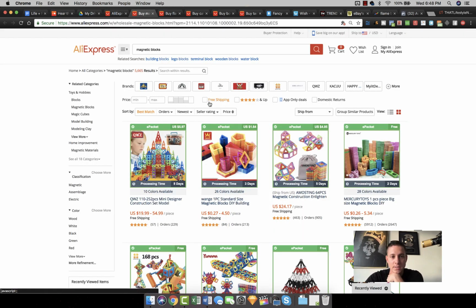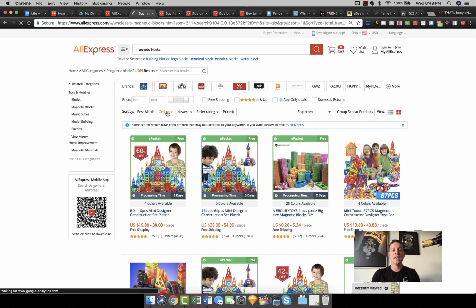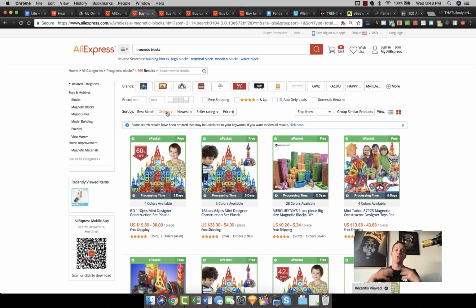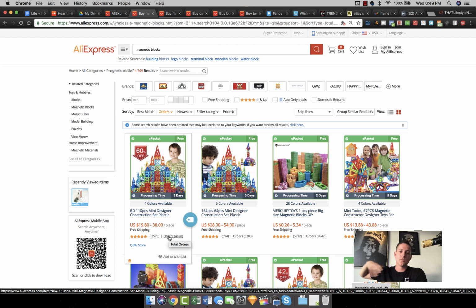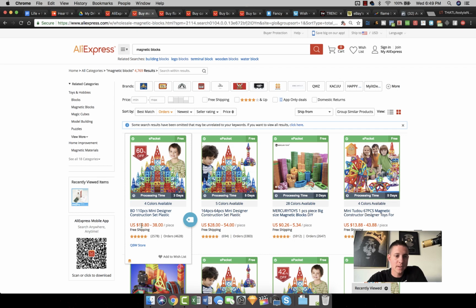So magnetic blocks. Again, I always like to sort by orders here instead of best match. If you sort by orders, what this allows you to do is you can see what other drop shippers and other people normally with Shopify stores are actually buying. Because these orders are other Shopify users and other people with Shopify stores that are actually ordering these products and then reselling them on Amazon. So if they're paying $19, $20 per unit, they're probably charging $49.95 for this.